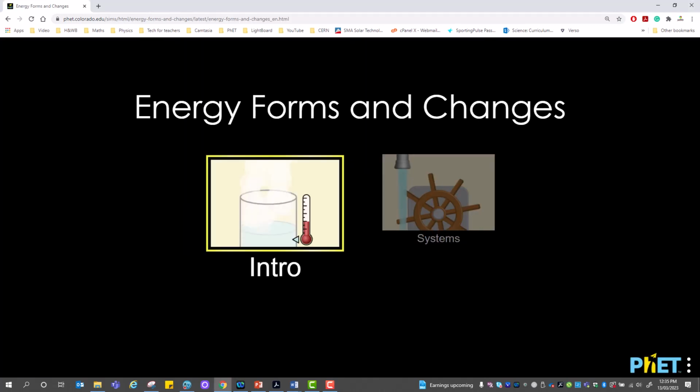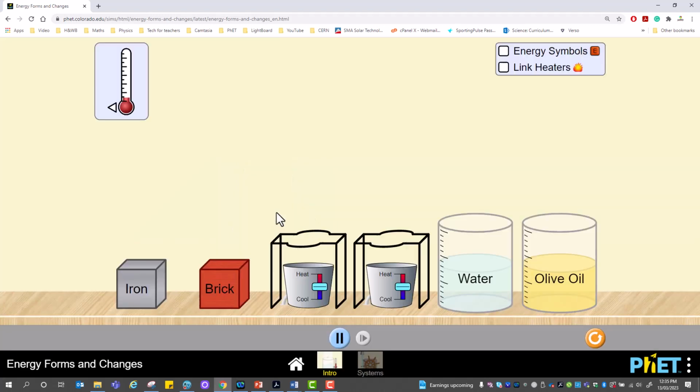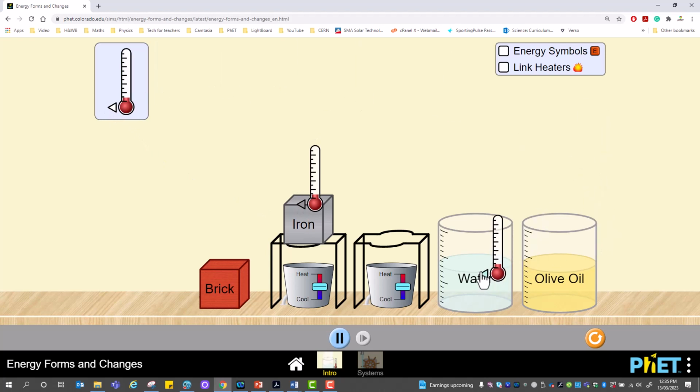Okay, once we get to the main menu, we're selecting the intro. And there we have it. So what we've got here is a selection of different materials, including water, olive oil, iron, and brick. And we've got supplies of heat and supplies of cold. We can grab a thermometer and attach that to the iron. We can grab a thermometer and attach that to the water.